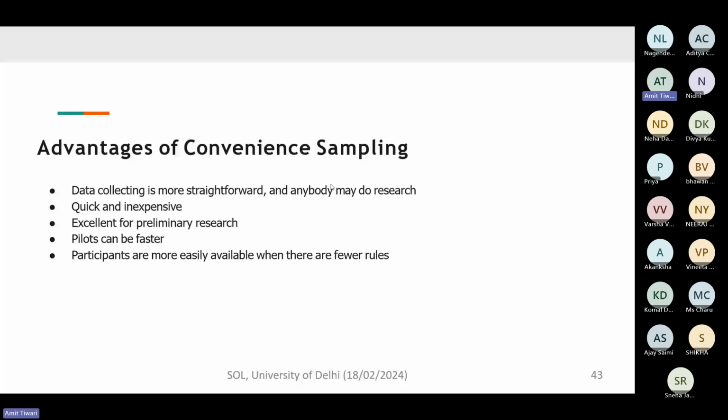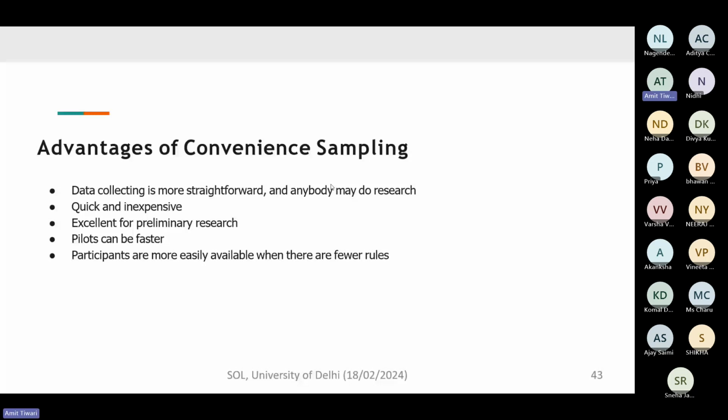Suppose I don't know someone to whom I am sending my survey. There is very little chance that he or she will fill it in. But suppose I know someone, one of the students, suppose I know you, then I send you the survey and you will fill it in. So this is another advantage of convenience sampling: less time consuming. Then participants are more easily available when there are few.